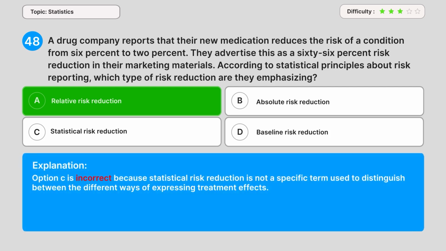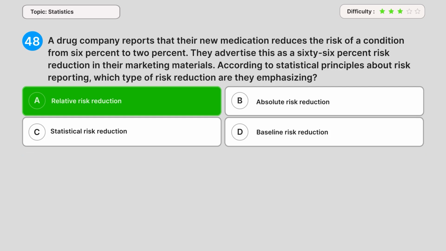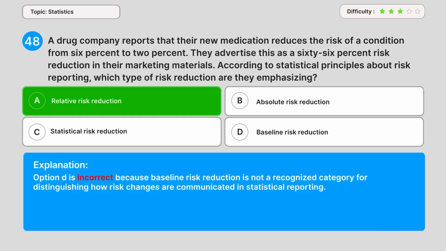Option C is incorrect because statistical risk reduction is not a specific term used to distinguish between the different ways of expressing treatment effects. Option D is incorrect because baseline risk reduction is not a recognized category for distinguishing how risk changes are communicated in statistical reporting.